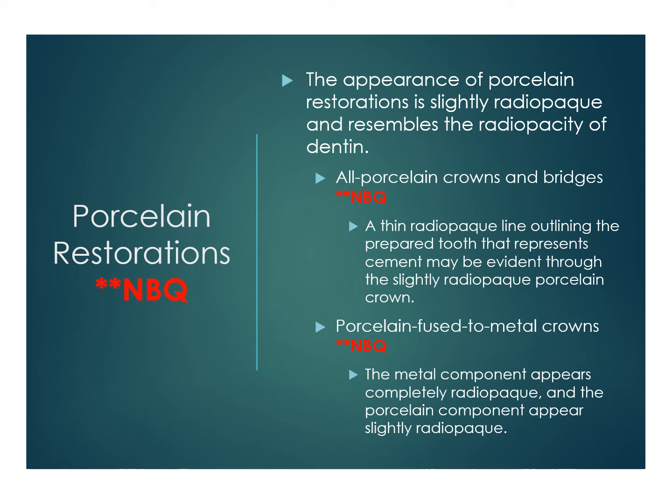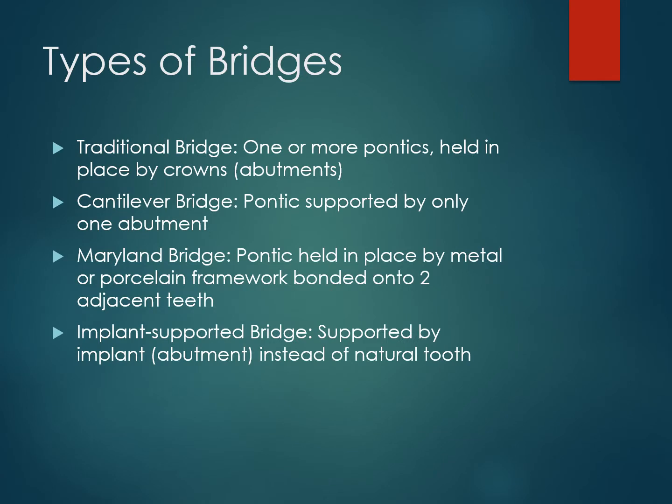With a porcelain fused to metal crown, which we already sort of looked at, the metal component inside appears completely radiopaque. It's this perfectly round shaped metal blob in the middle, and then the porcelain component is this slightly less radiopaque area around that tooth, and we're going to see what those look like. First, we're going to talk about bridges though.